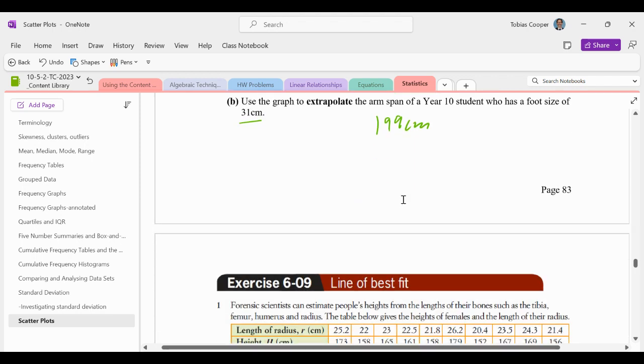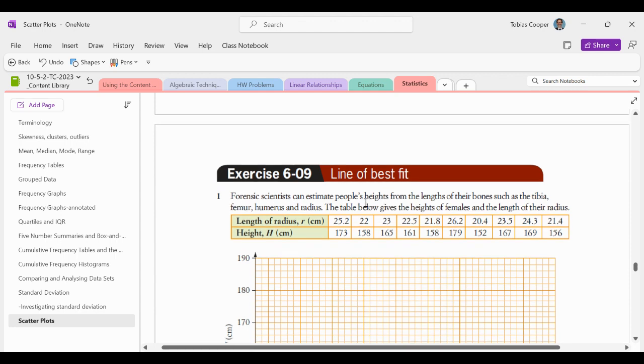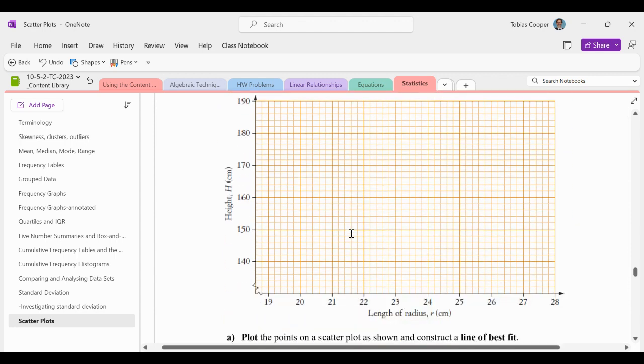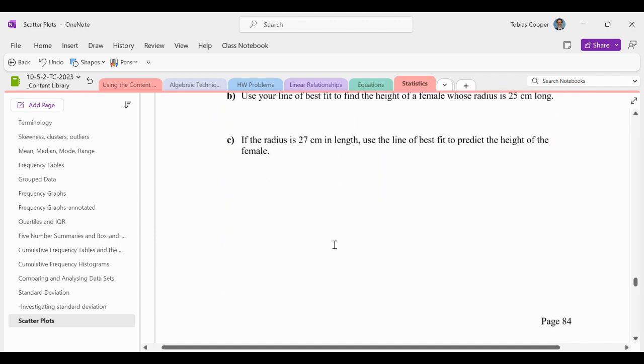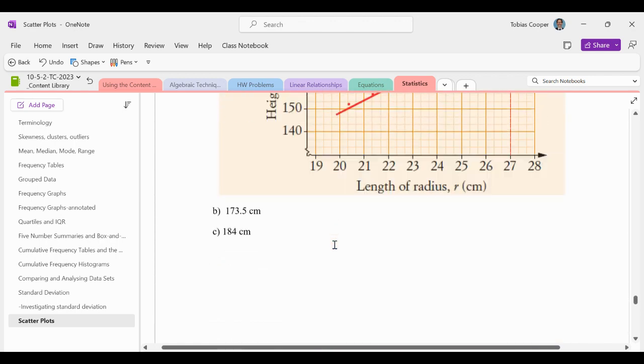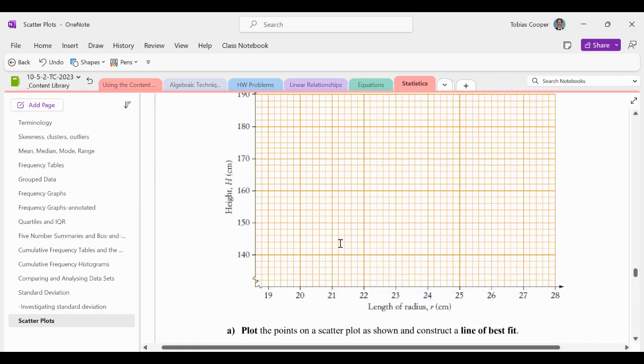All right. Now we will leave that there. Actually, in 609, when you get onto 609, there's the line of best fit. You can plot the points from the table there, answer the questions, and the answers for that are just over here, so you can check them. Okay.